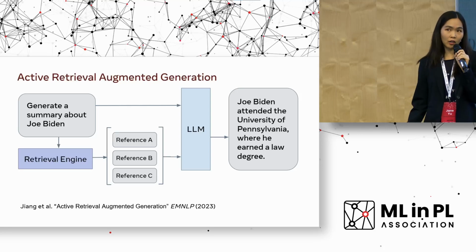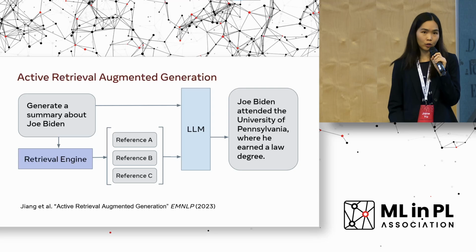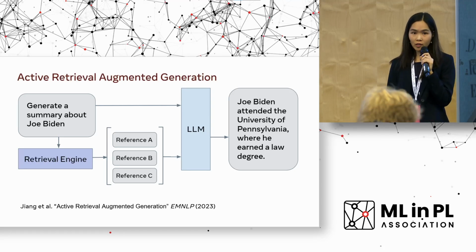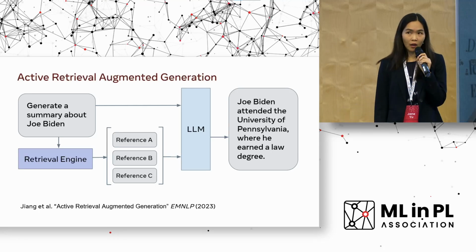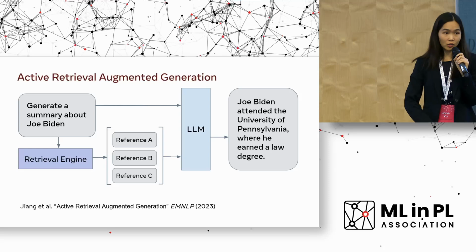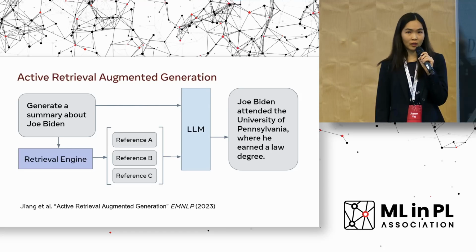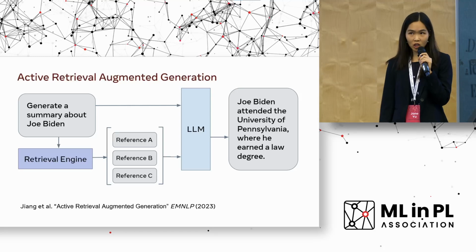Let's say we want to generate a summary about Joe Biden. We're first going to give this claim to a retrieval engine. And this retrieval engine will give you references A, B, and C. Then we're going to generate the sentence, Joe Biden attended the University of Pennsylvania, where he earned a law degree. Now, what we're going to do differently in this setting is we're going to identify if there's any low probability tokens in this sentence that it just generated.